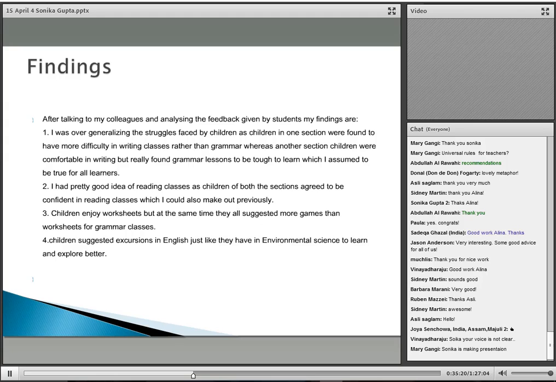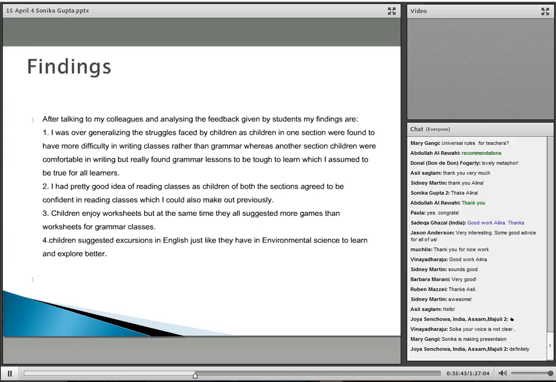At the same time, I found that children really enjoyed worksheets. It was not that worksheets were boring for them or less engaging, but these learners really wanted more games. They wanted more grammar worksheets. It's not that the existing sheets were boring. It was just that they wanted something more to do. They wanted some games. And the most interesting finding for me was that children suggested excursions in these classes.